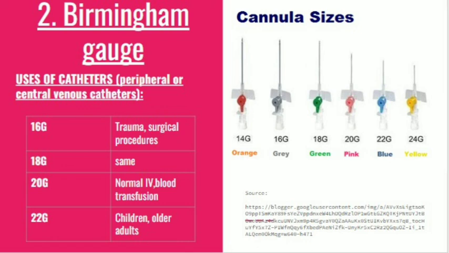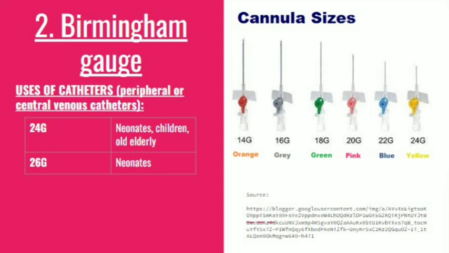14, 16, 18 are used for rapid infusion in trauma and surgical procedures. The 20 gauge needle, which is the pink one, is used for normal IV transfusion, normal blood transfusion. 22 gauge, which is the smaller diameter needle, will be used in adults, older adults and children. 24 gauge, the yellow one, will be used along with the children and elderly in neonates. Neonates are also included now. And the 26 gauge, the violet one, also known as the purple one, will be used in neonates.